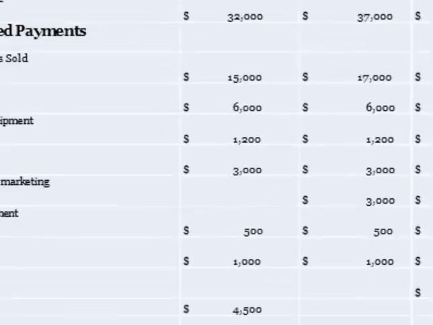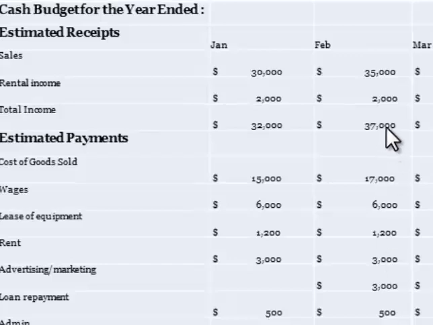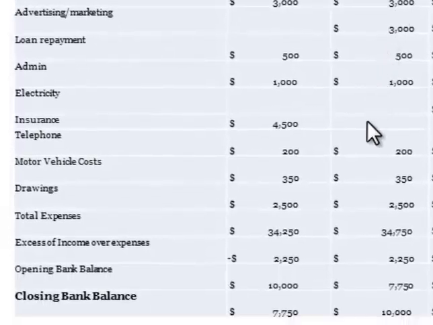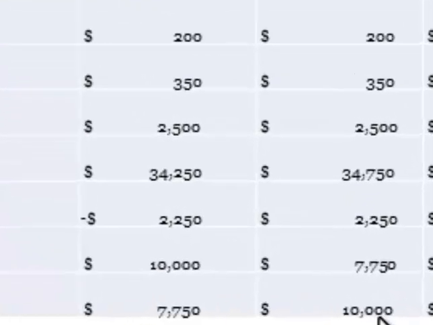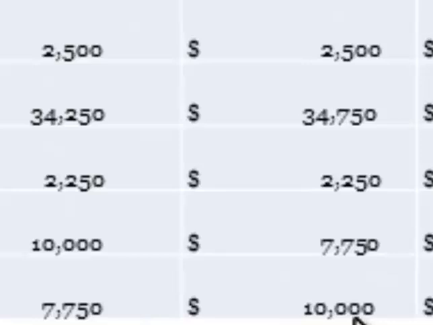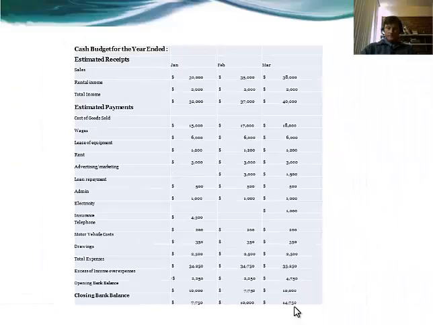In the next month, in February, we had $37,000 worth of inflows or estimated receipts. The total estimated payments here were 34. So now we're looking at a positive 2,250, which adds to that, and we're back into the 10,000 that we started with. And similarly, we had another positive contribution expected in March. Therefore, we expect to have 14,750 at the end of March.